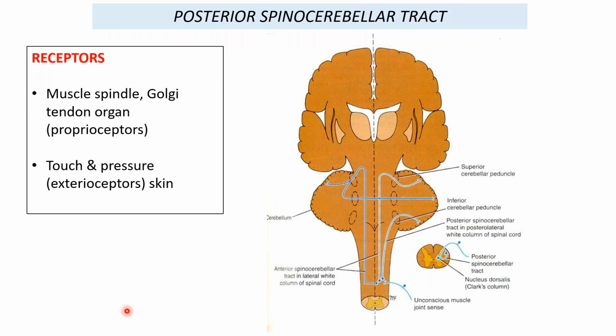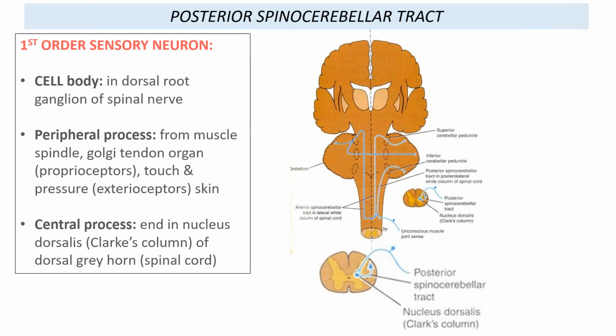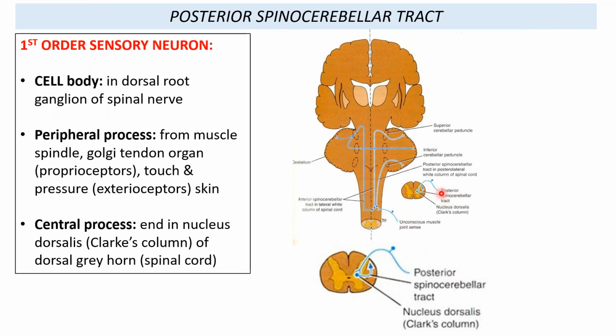So let's start with the receptor level first. The receptor is the muscle spindle and Golgi tendon organ, because it is for proprioception. And then the first order neuron. You can see this is the first order neuron, where the cell body of all the sensory pathways, the first order neuron, will be located. Where? In the dorsal root ganglia. So the cell body is right here in the dorsal root ganglia. This is the peripheral process and this is the central process.